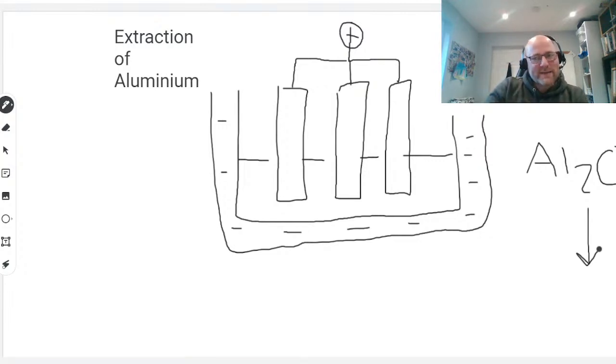What can we add to aluminium oxide to lower its melting point so it doesn't cost us so much money? There's a chemical you need to know for AQA and OCR and Edexcel, really, that lowers the melting point of aluminium oxide. Begins with a C.